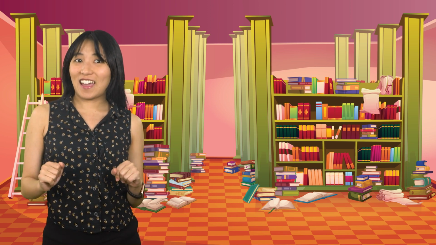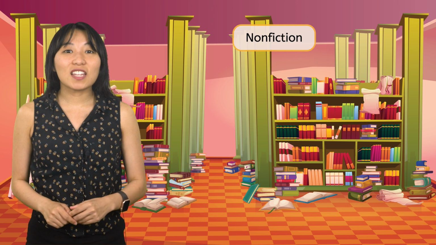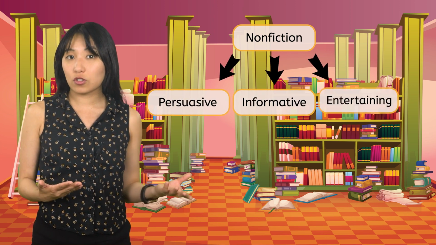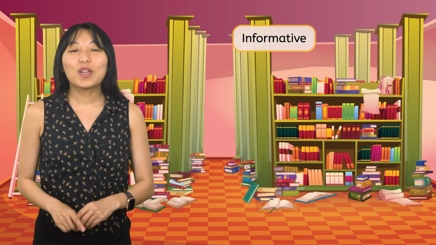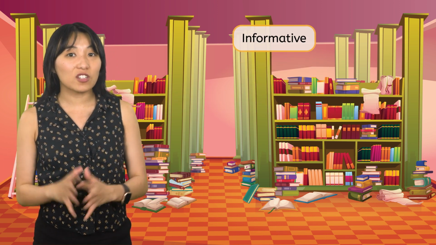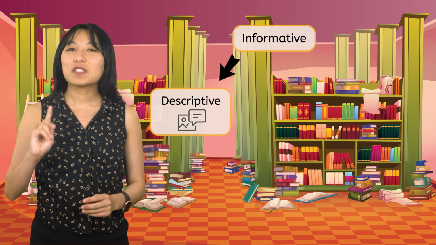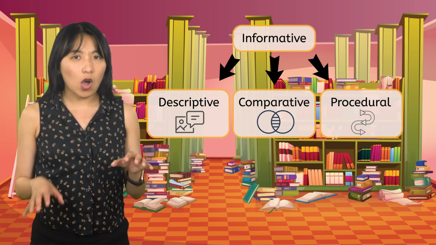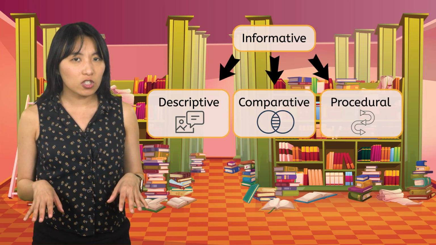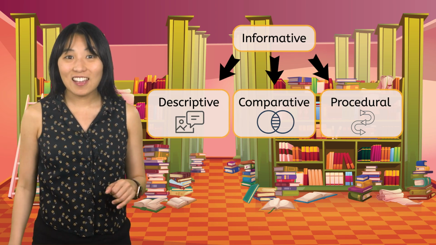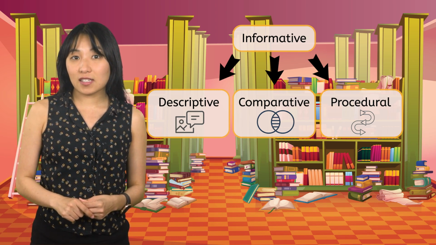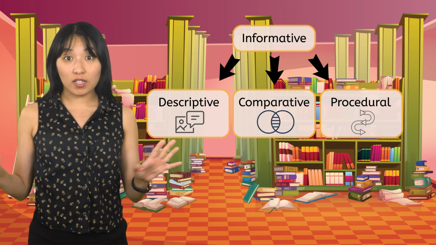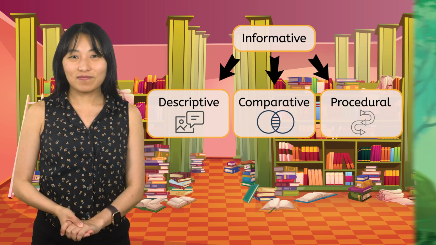We're really getting the hang of this. We'd already learned that nonfiction can be categorized by author's purpose, persuasive, informative, or entertaining. And now we know how to categorize informative nonfiction by text type, descriptive, comparative, or procedural. Now, do you think those are the only 3 types of informative nonfiction? Definitely not. And you'll learn about more informative text types in future courses. But for now, let's get this library sorted with the text types we've learned.